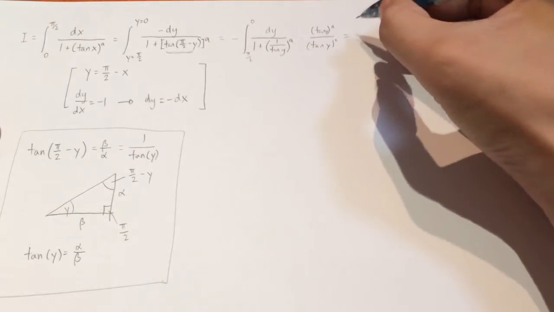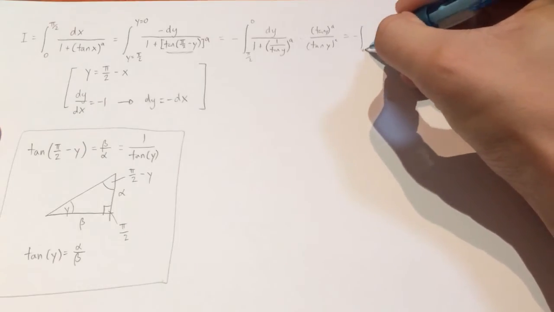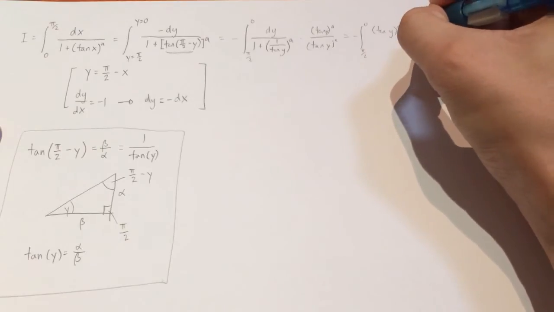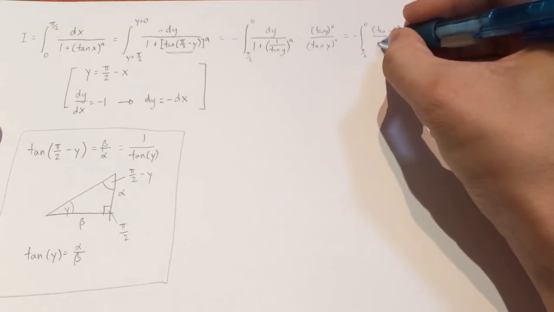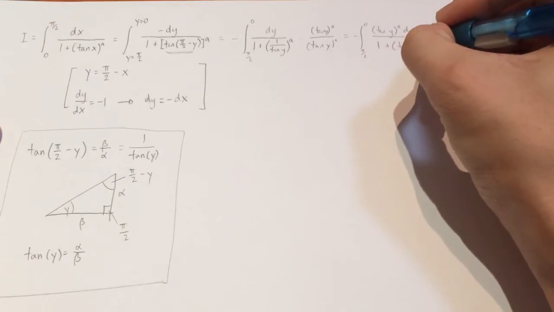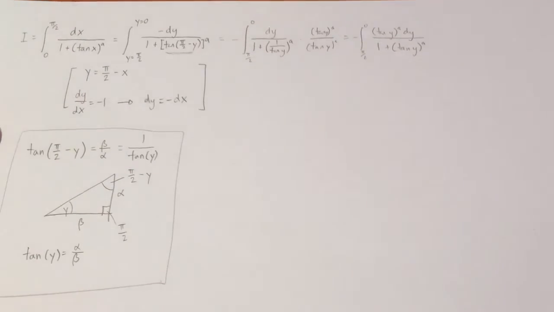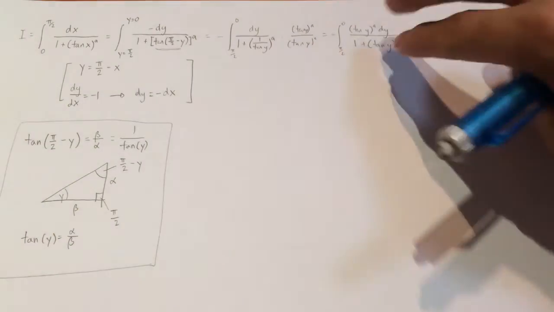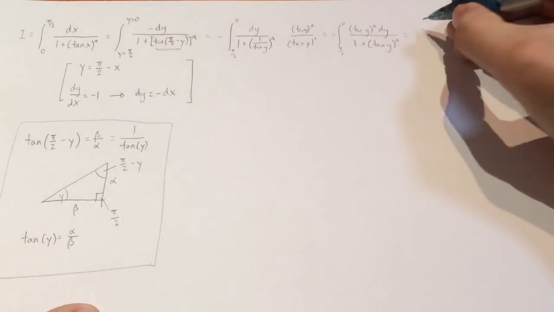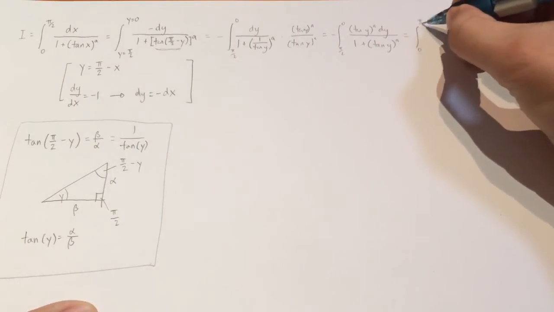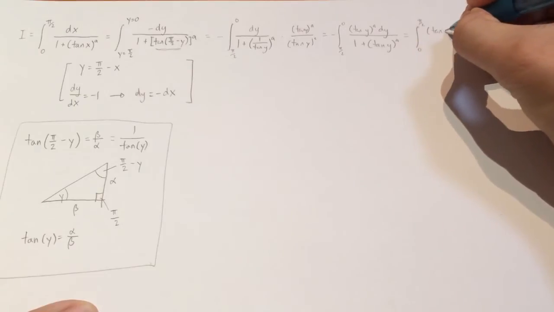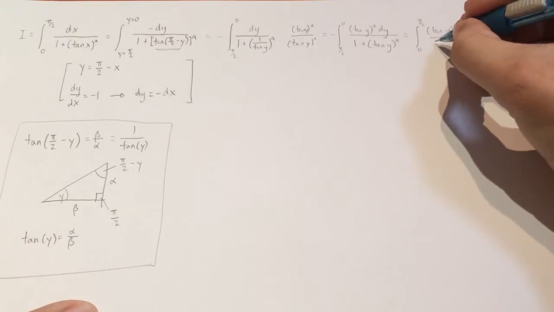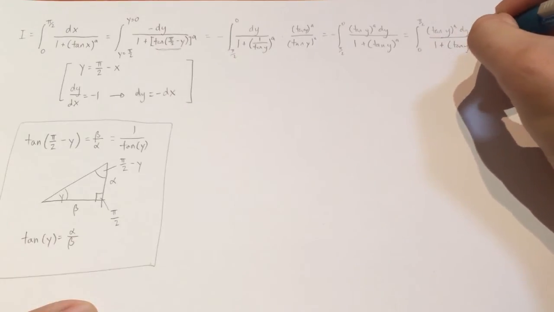And what you will get is minus the integral from pi over 2 to 0. On the top you will have tan y to the power of a dy, all divided by 1 plus tan y to the power of a, like that. Now, because we have a minus sign in the front, we can get rid of that minus sign by flipping the limits of integration. We've done this a couple of times. Hopefully you're familiar with this by now. And so we'll have the following: tan y to the power of a dy over 1 plus tan y to the power of a, like that.